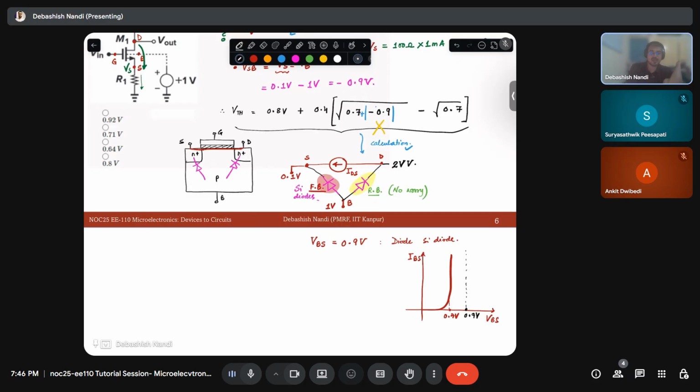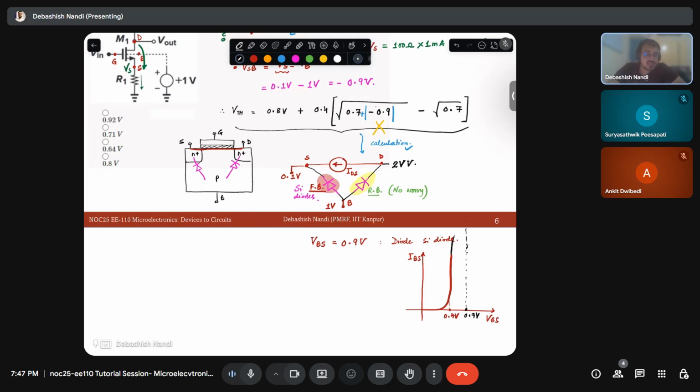Anyone? What will happen at 0.99 volt? Possibly it can reach 0.9 volt, because the current will never reach, right? Now you have applied a voltage source. So a voltage source, by definition, has to hold the voltage irrespective of any current flowing through it. So almost infinite current will flow through it, right? Because this will reach this line at a very high current value.